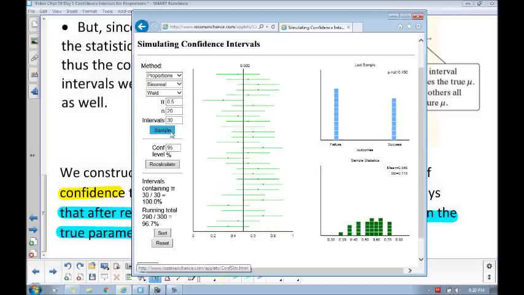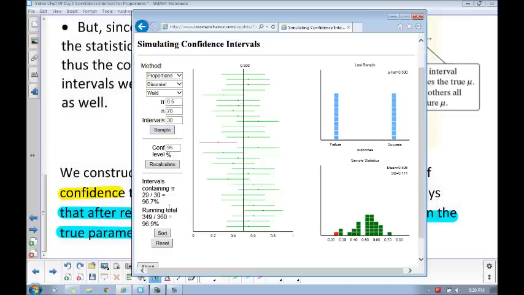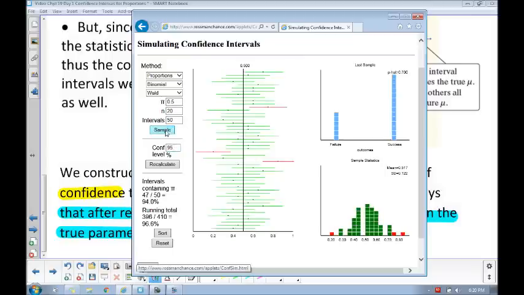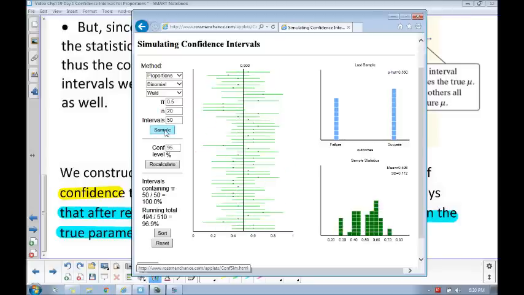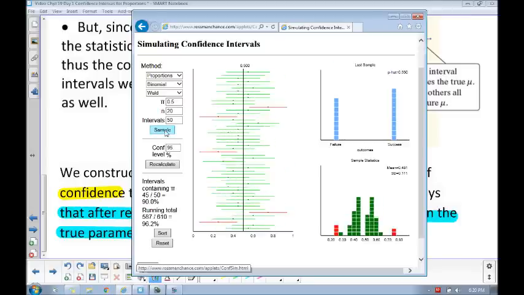And the more I do here, you're going to see that my running total, my actual number or percentage of intervals that capture the true population average is going to get closer and closer to 95%. So if I up this, let's up this to 50 and see what happens. So I'm now taking more intervals. More intervals. So sometimes I'm really good. Ooh, sometimes I'm really bad.